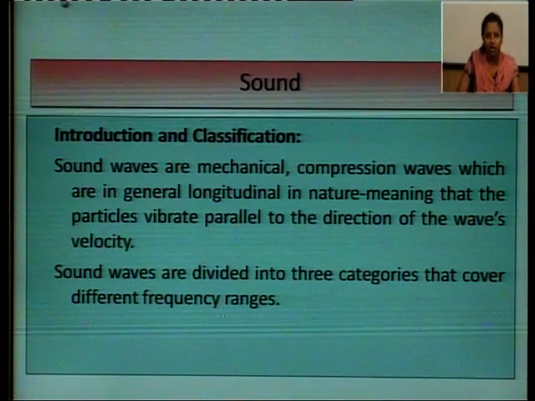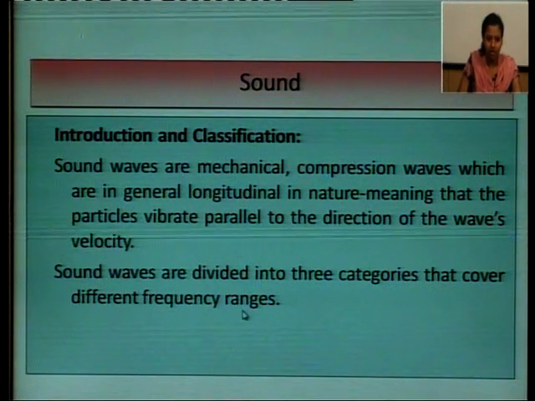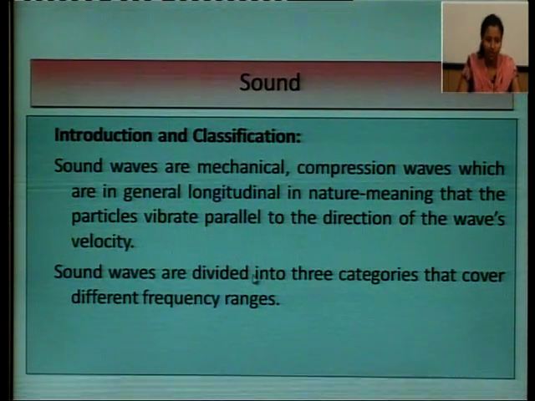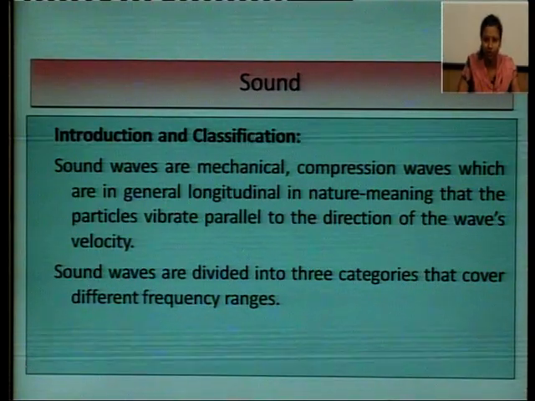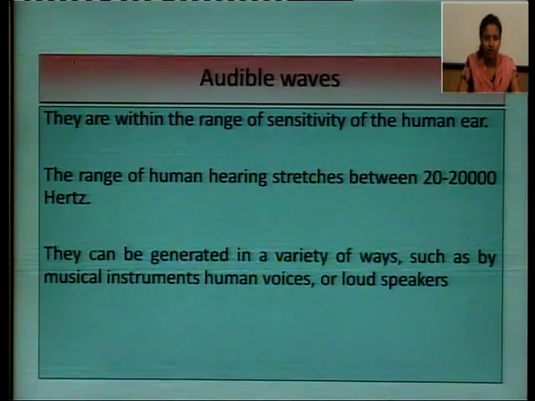Sound waves are divided into three categories depending upon different frequency ranges. So, in the next slide I will discuss what the different frequency ranges are and how we can categorize the sound waves.